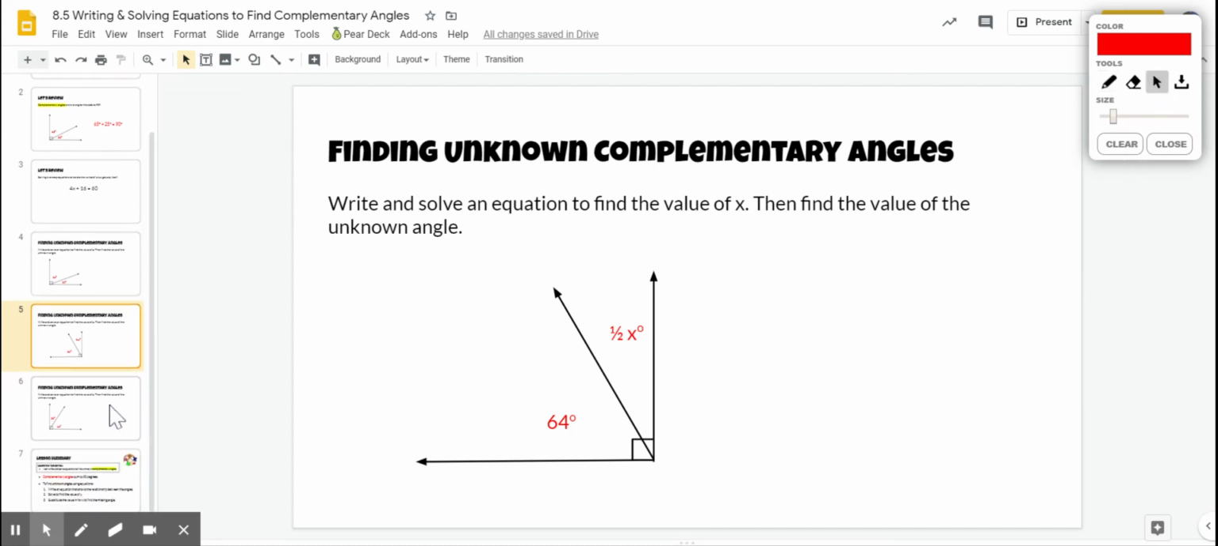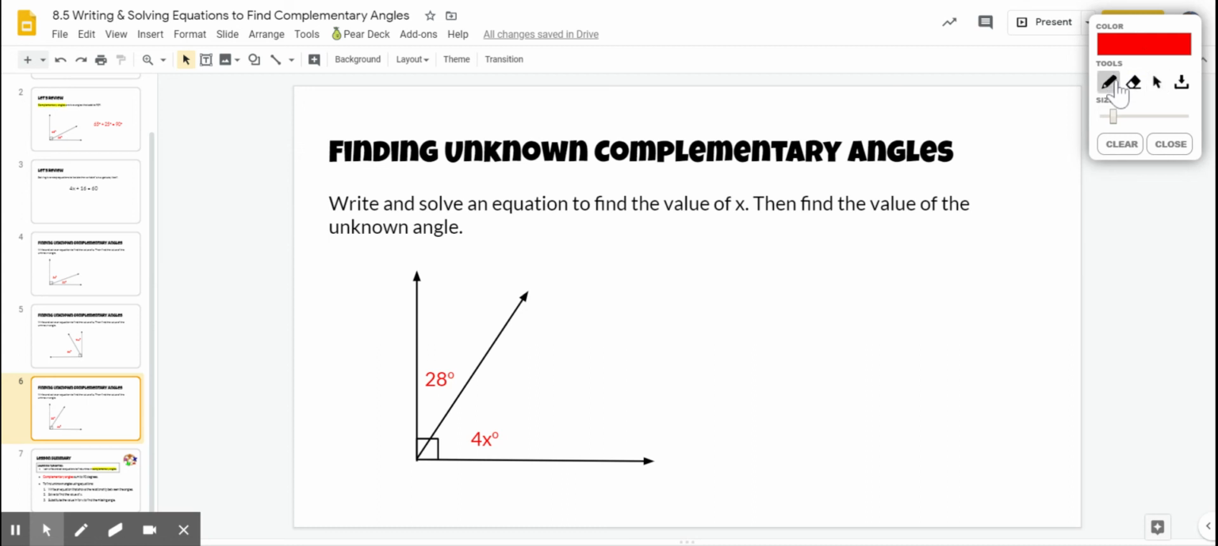Let's go ahead and try the last one. Okay, so I'm going to have you take this one on your own. Write and solve an equation to find the value of x, then find the value of the unknown angle. So first step, take a look at the angles and write your equation. Okay, so you should have had 28, which was our first angle, plus 4x, gives us a total of 90 degrees. Our next step is to solve this equation. So go ahead, solve this equation, show all of the steps that you would take to solve this equation, and then make sure you include your final answer.